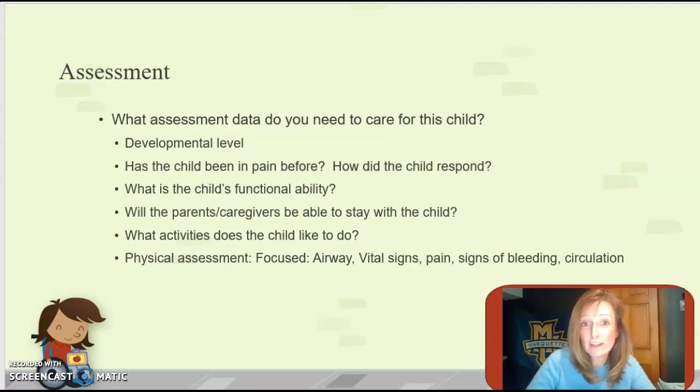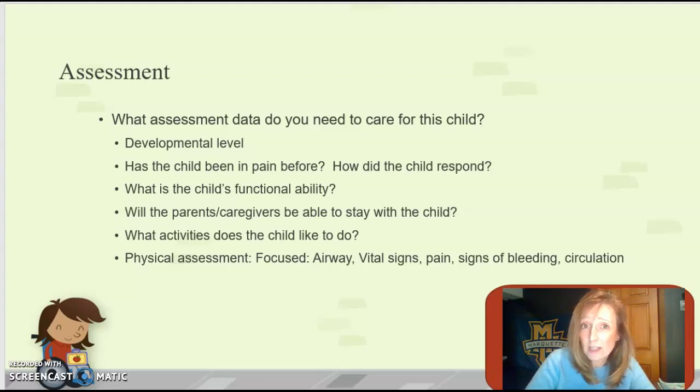So when this child is admitted, the nursing process, of course, starts with assessment. So what kind of assessment do you think you will need before this child is cared for? Well, first we need to understand the child's developmental level. We already know that the child has intellectual disability. This used to be called mental retardation. How delayed is this child?